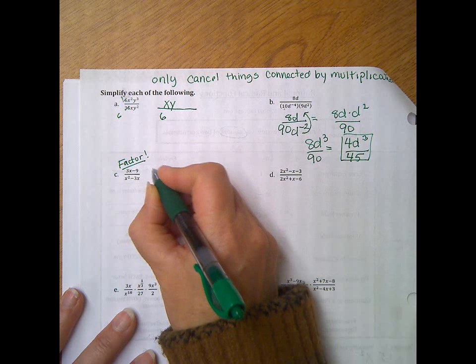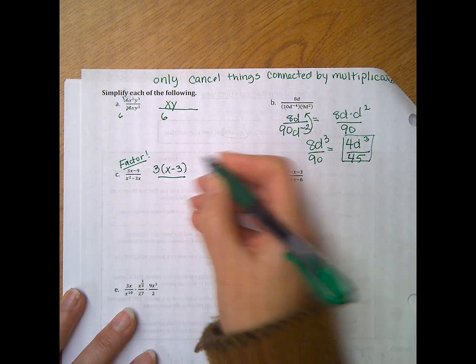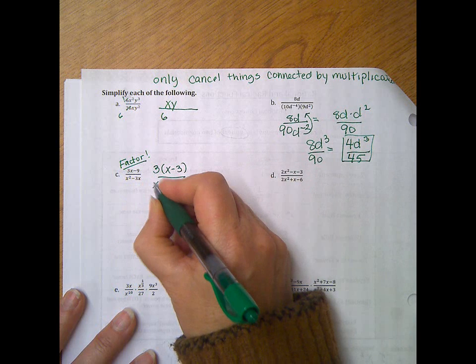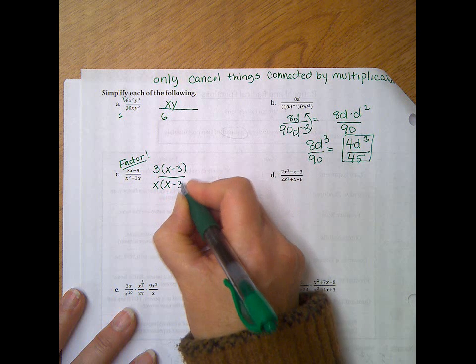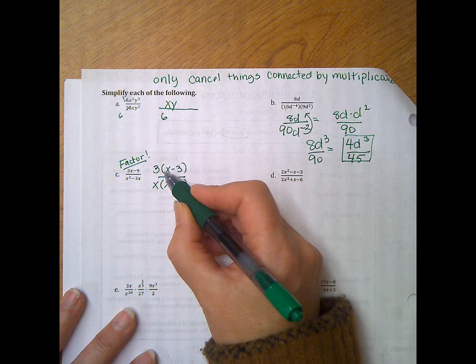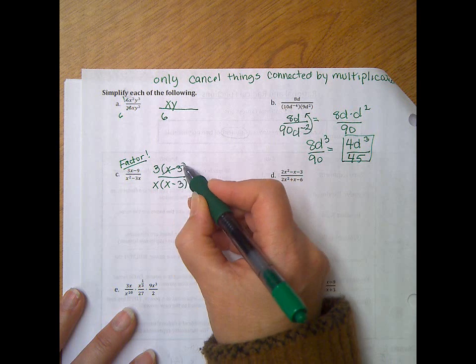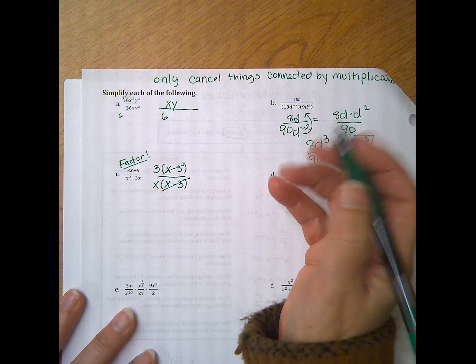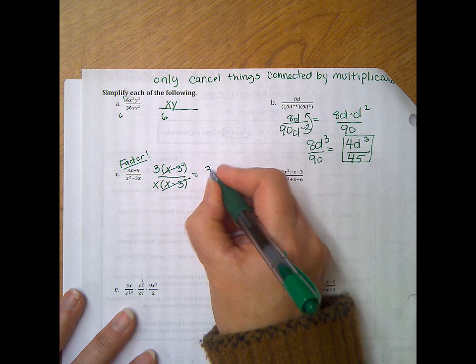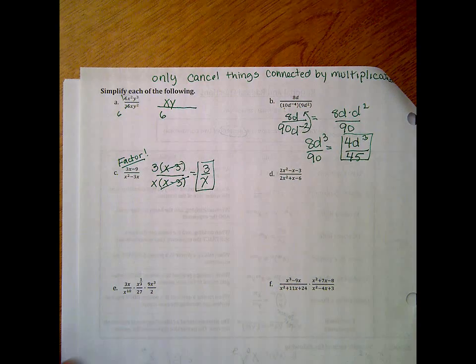So here this has a GCF. This is 3 times x minus 3. This bottom one has a GCF, x times x minus 3. Now these are connected by multiplication. So since everything here is the same as everything here, x minus 3 divided by x minus 3 is 1, and 1 times 3 over x is, of course, 3 over x. So make sure you factor first.